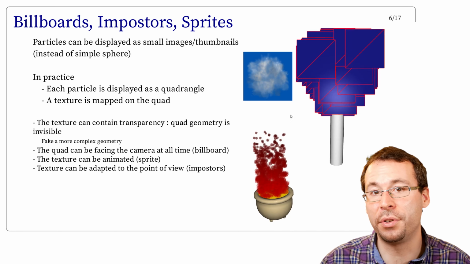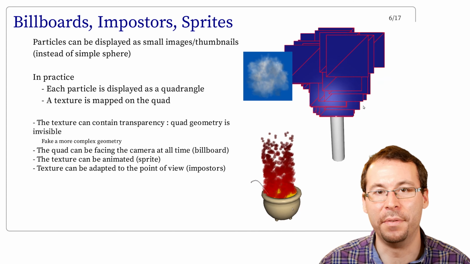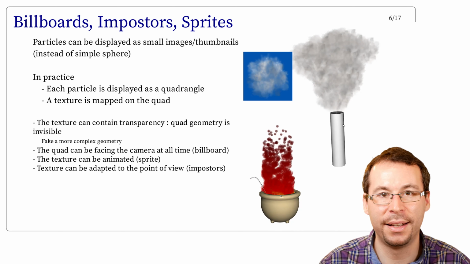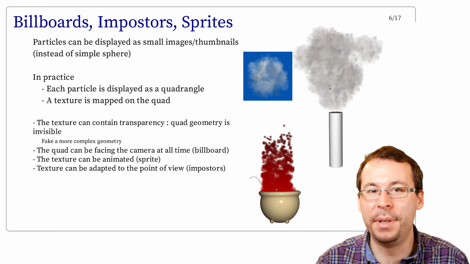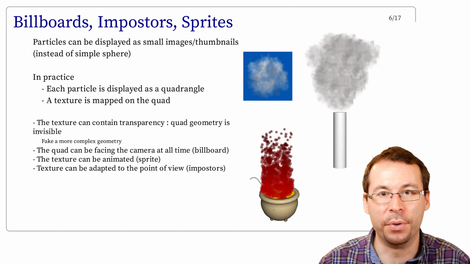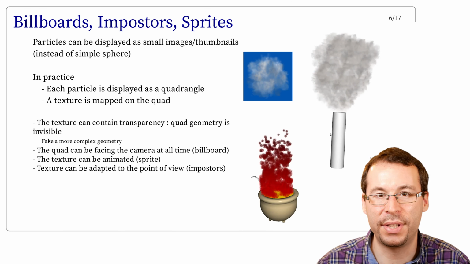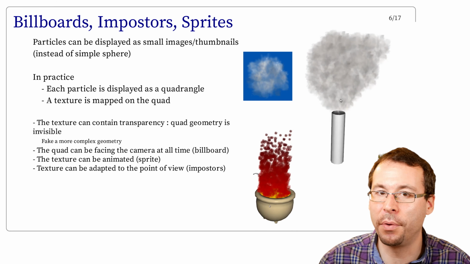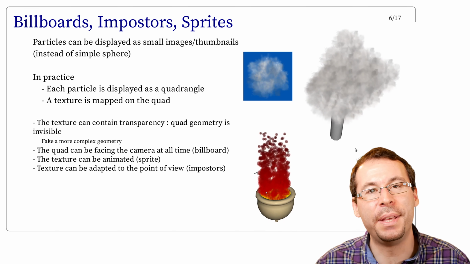In addition, the texture itself can also be animated. In this case, we would call it sprites. And finally, the texture can also be modified depending on the point of view. In this case, we call that imposters, and then they give the feeling of the 3D geometry while being only 2D.